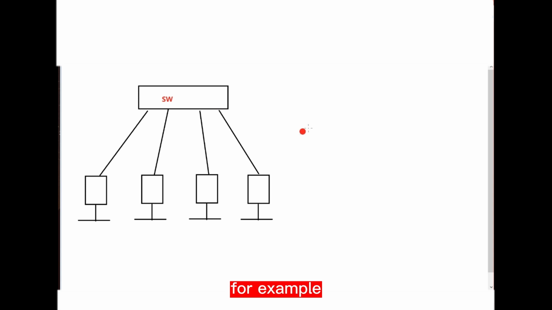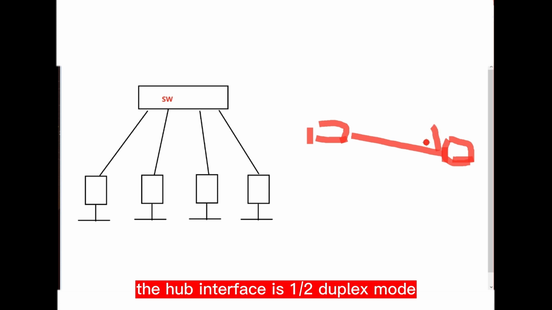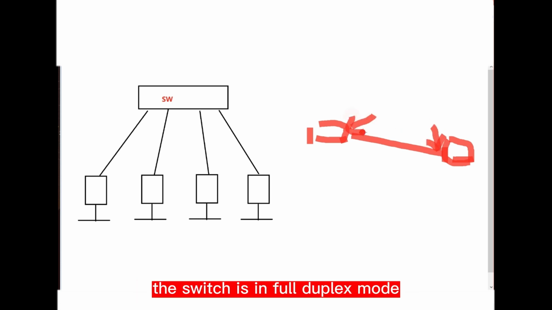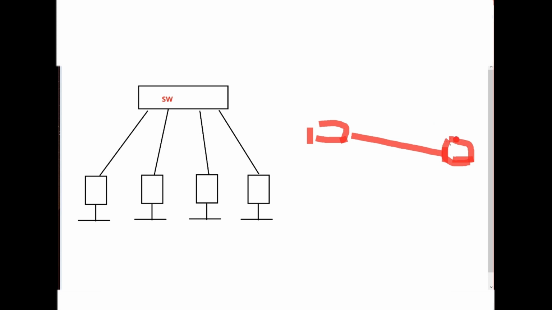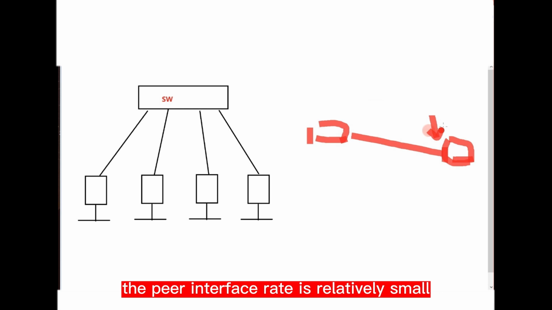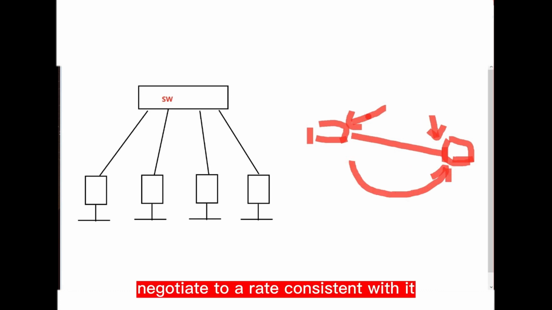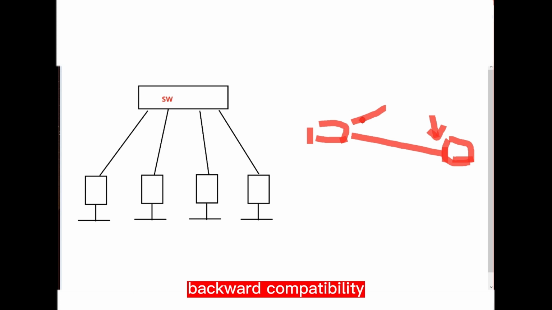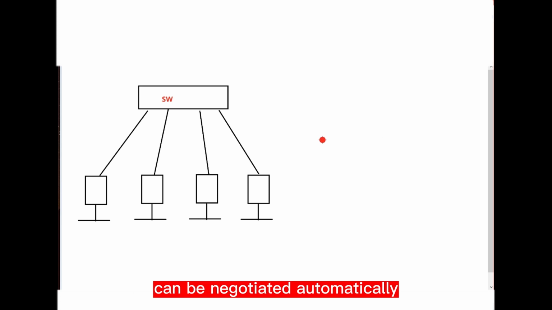For example, the switch is connected to a hub. The hub interface is in half-duplex mode, and the switch is in full-duplex mode. The switch can be compatible, and it can also be turned into a half-duplex mode. When this switch is connected to another switch, if the peer interface rate is relatively small and its interface rate is relatively high, it can accommodate the other and negotiate to a rate consistent with it. Backward compatibility. Therefore, the interface of the switch can be negotiated automatically.